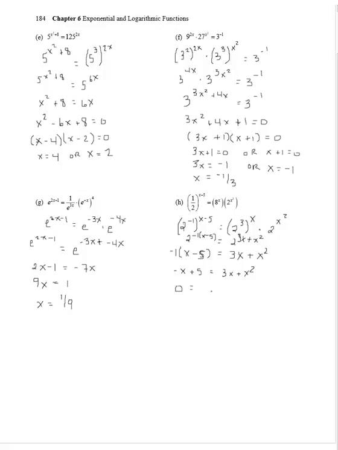So get everything on the same side equal to 0. We have x² + 4x - 5 = 0. So 0 = (x + 5)(x - 1), so x = -5 or 1. And again, check those, but they work out.